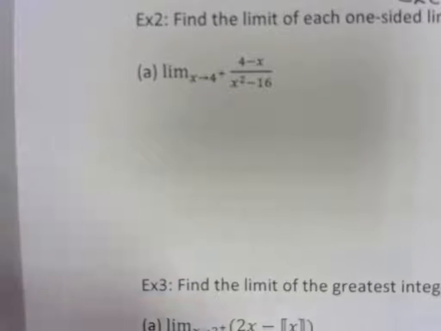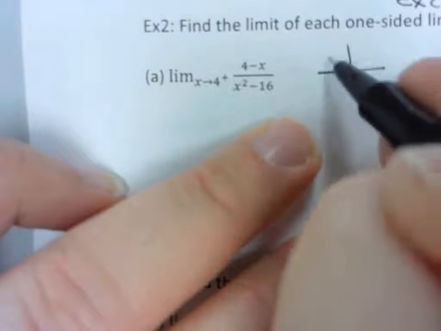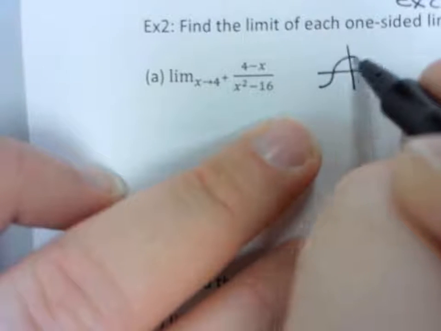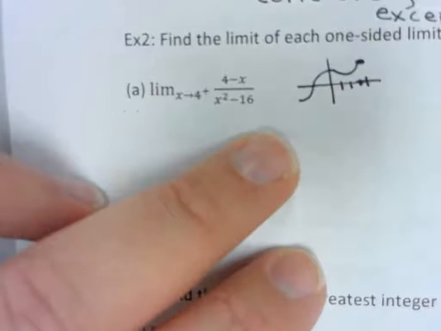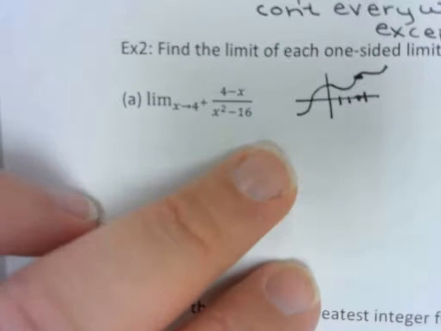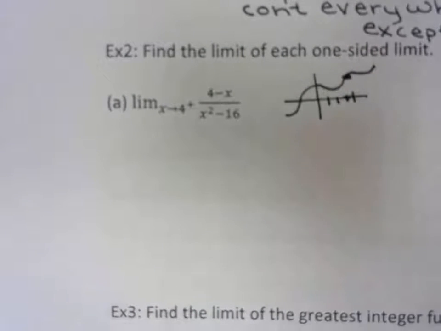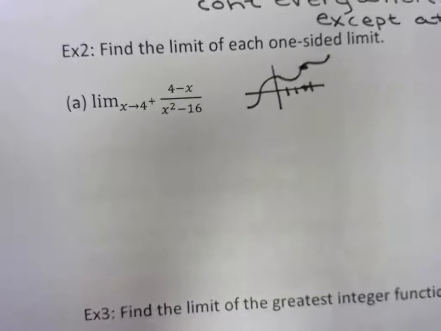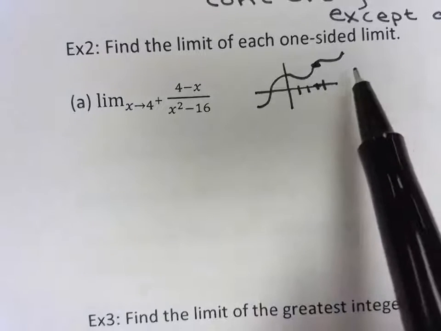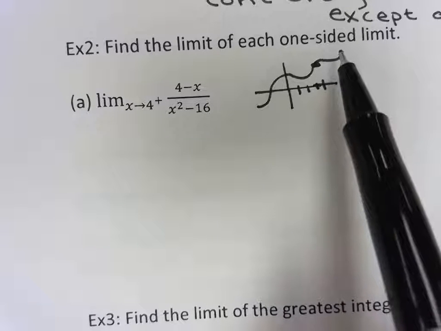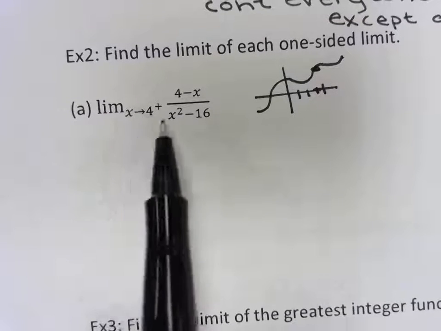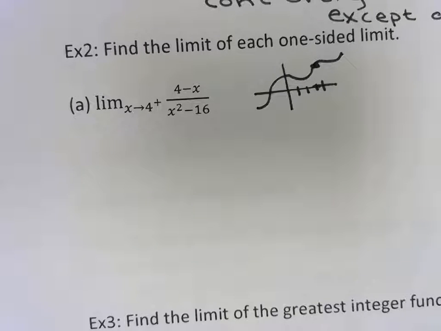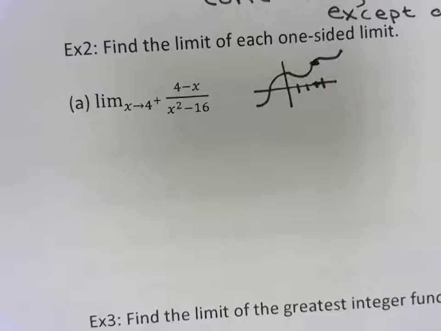Now this isn't an accurate graph, but if I just had some graph like this, and let's say this is 4 right here. If I want the limit as x approaches 4, that little plus in the upper right corner means I am approaching from the right. So what is my y value approaching as I come from the right? This little plus means I'm approaching from the right. I do not care about approaching from the left. I only care about approaching from the right.